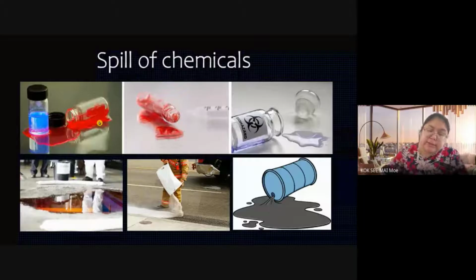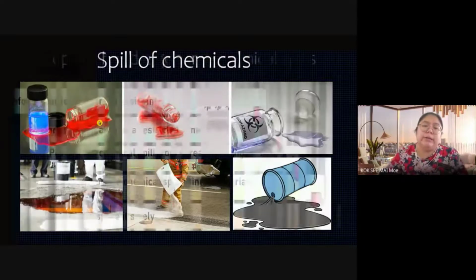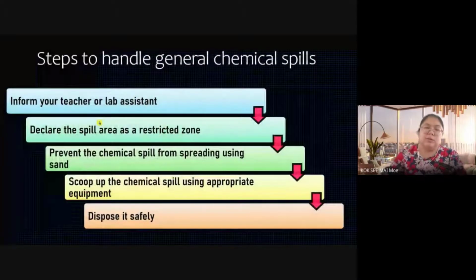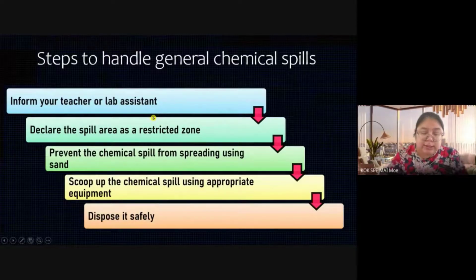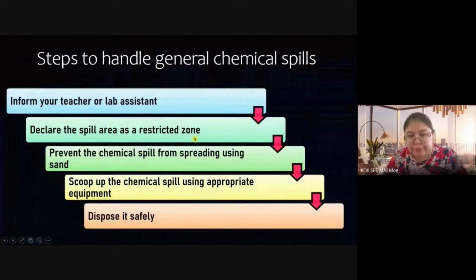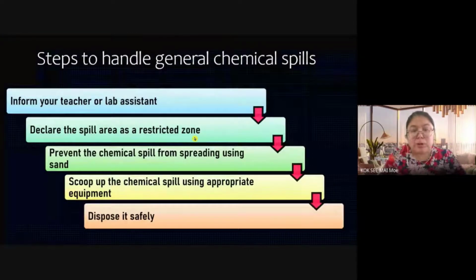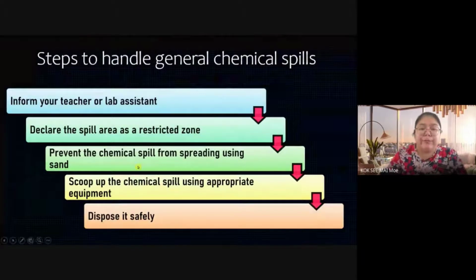Okay, this is the steps you need to know. So you can see the steps first. Okay, first step, inform the teacher, or the lab assistant, whoever is on duty inside the lab. Then you declare the spill area as a restricted zone. That means you need to separate the zone. That means don't let people go and touch it. So you separate it.